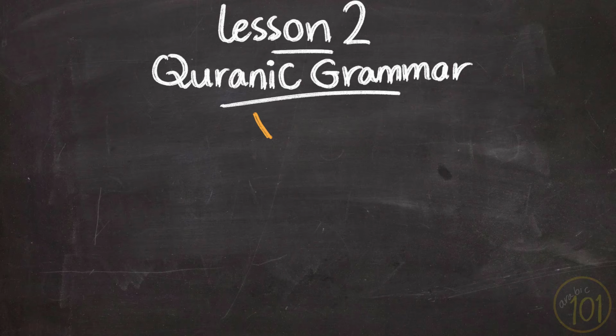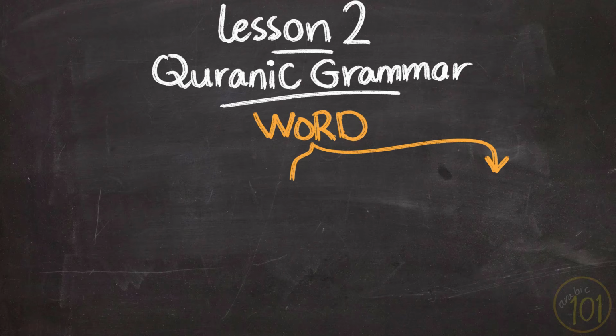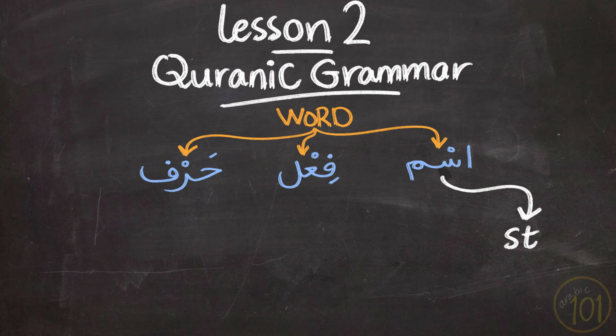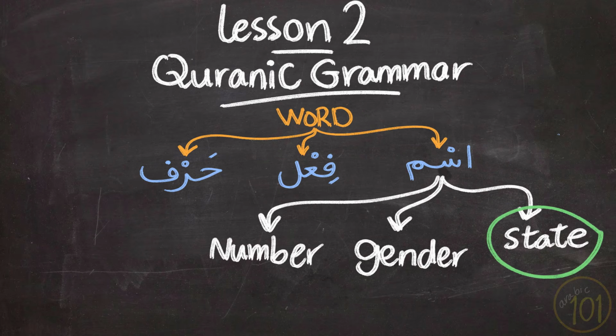Last lesson, we started our journey into Quranic Grammar. We understood the division of all words in Arabic, including ism, fi'l, and harf. And we learned how to identify the state of the nouns found in the Quran.